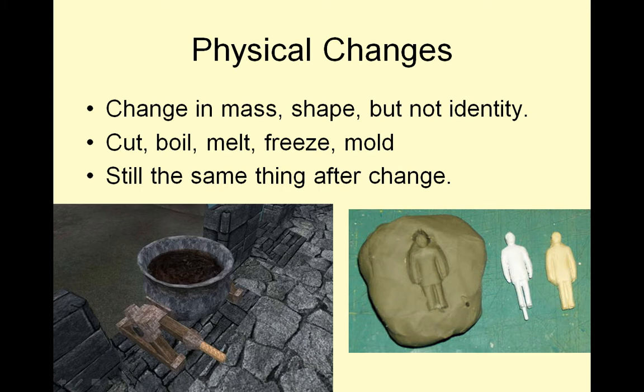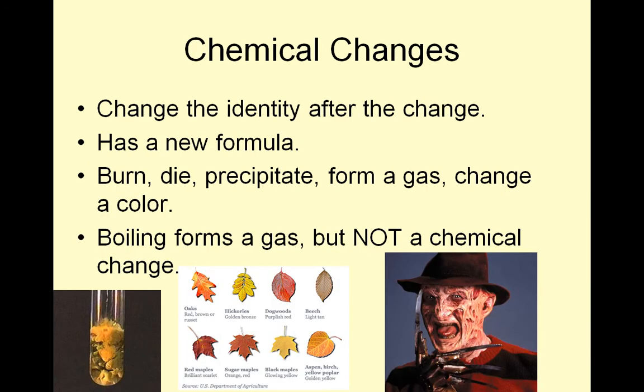Physical changes. So, physical changes change mass and shape, but not identity. So if you cut something in half, or boil it, or melt it, or freeze it, or mold it, I don't like mold, perhaps shape it would be better. This is what I meant by molding it, not like growing mold. So it's still the same thing after the change. So if I dump boiling oil on someone, it's still boiling oil.